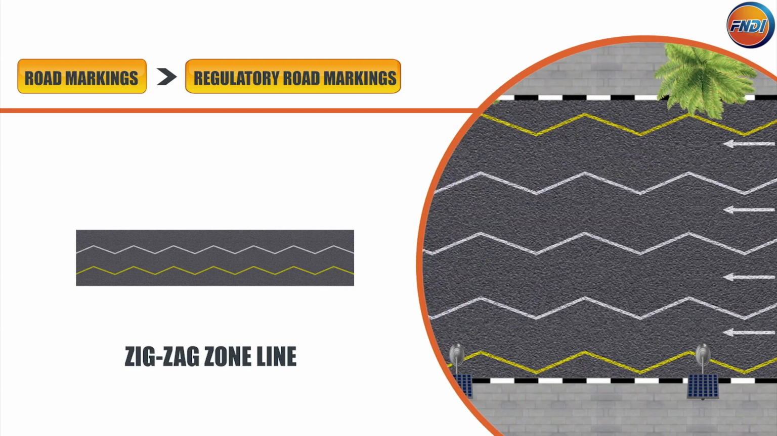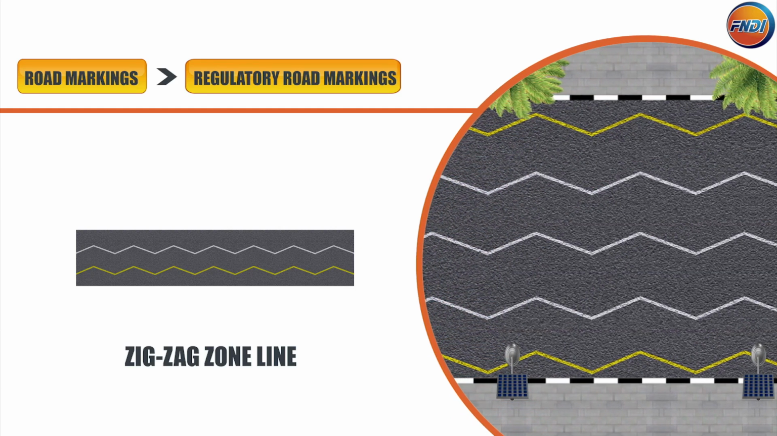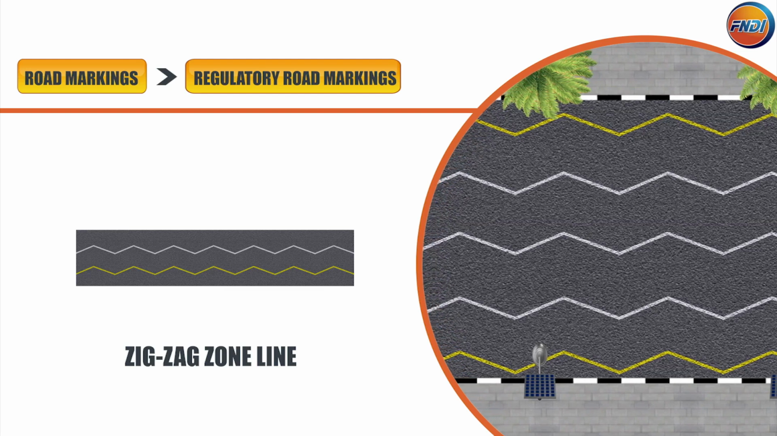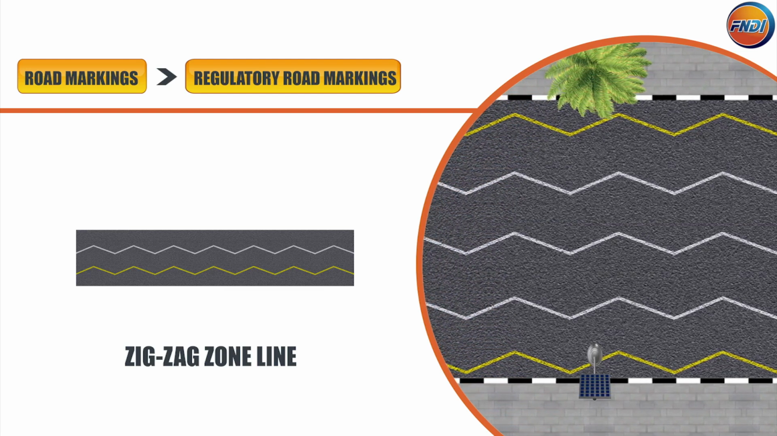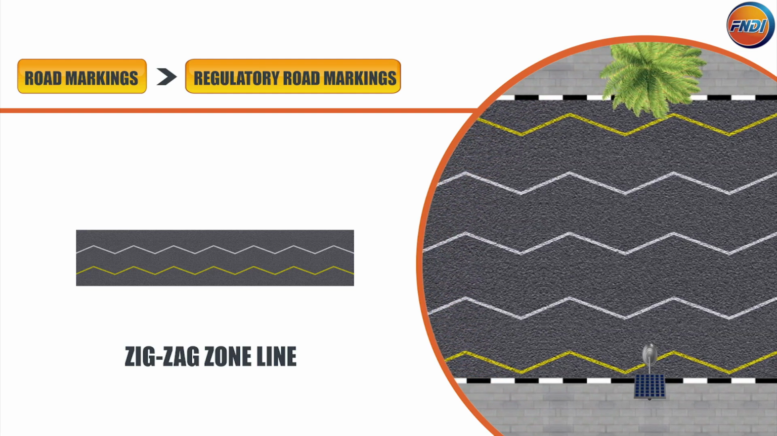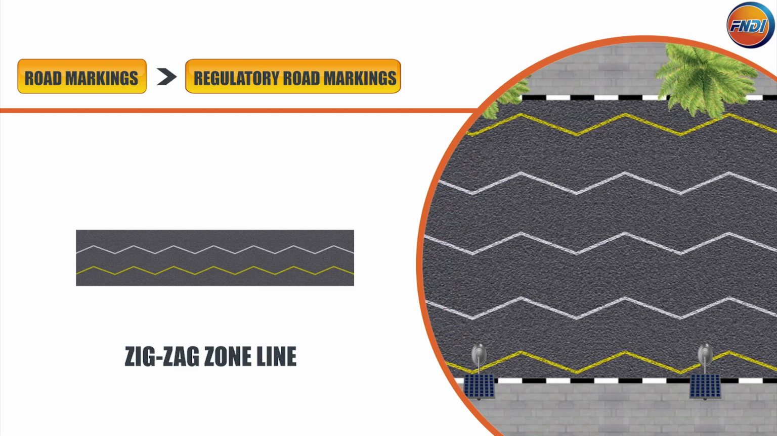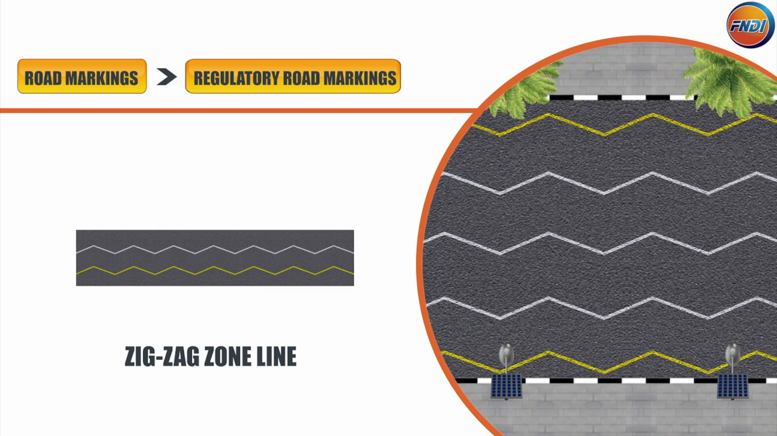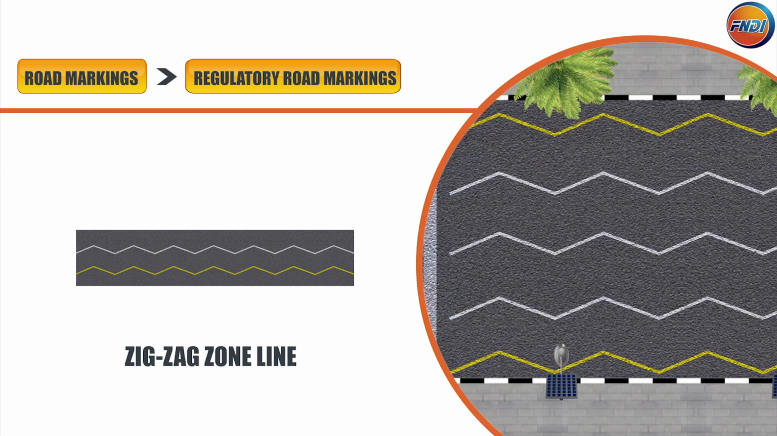Zig-zag zone line. Zigzag lines are marked with yellow at the edges and white in the center along the carriageway, which mandates road users that motorists shall not stop or park adjacent to the line markings except to give way to pedestrians or cyclists, change lane, overtake, or reverse. Cyclists and pedestrians shall not cross the zigzag zone except at pedestrian crossing.